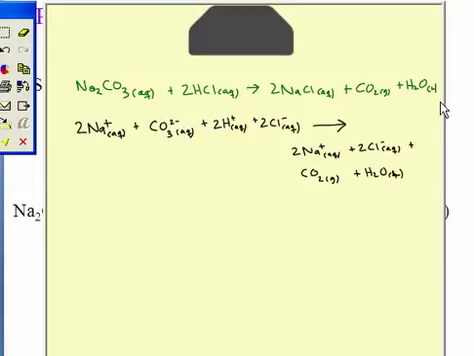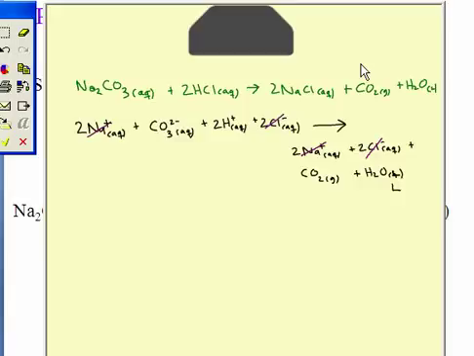Oop, that's a liquid. It's hard to see there. Let me just put it down here. That's a liquid. Okay, so now we cross off anything that is on both sides. That's the same. We have 2 sodiums that are (aq). They're completely dissolved, so we eliminate those. We have 2 chlorides that are completely dissolved, so we eliminate them. Those are spectators. Everything else is different.